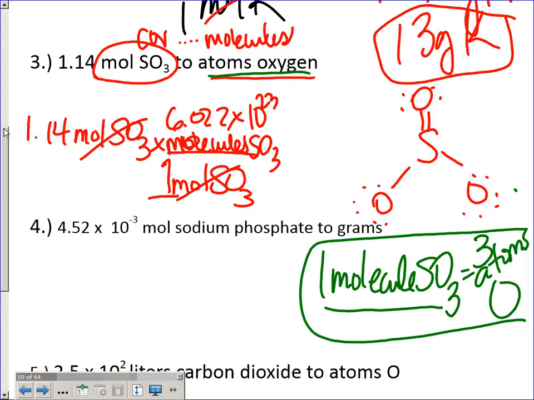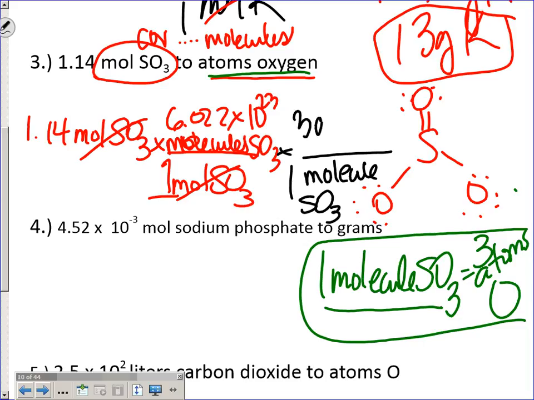Okay, so now I've got molecules of SO3. You guys know that I want to cancel out molecules of SO3, because who wants that on the top anymore? Nobody. So here's the next step. We already have it. We just have to put it in action. I have 1 molecule of SO3 equaling 3 atoms. So I'm going to put the 1 molecule of SO3 on the bottom, and it has how many atoms of oxygen? 3 atoms of oxygen. Oxygen, just straight up O.